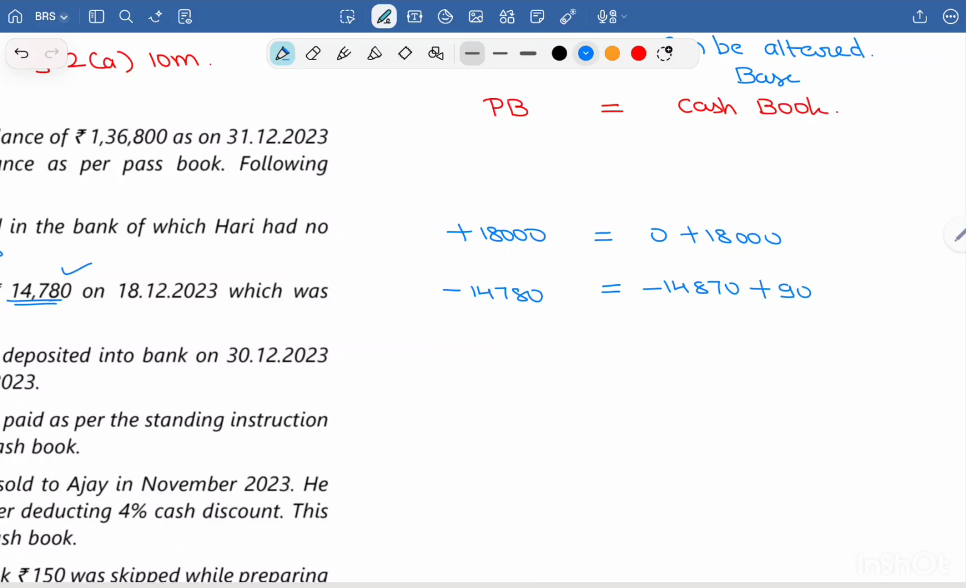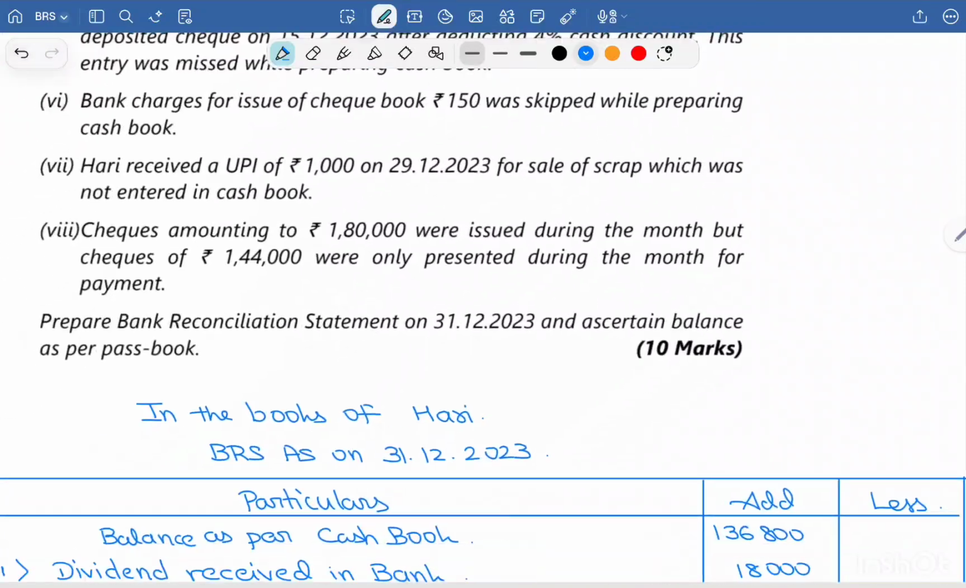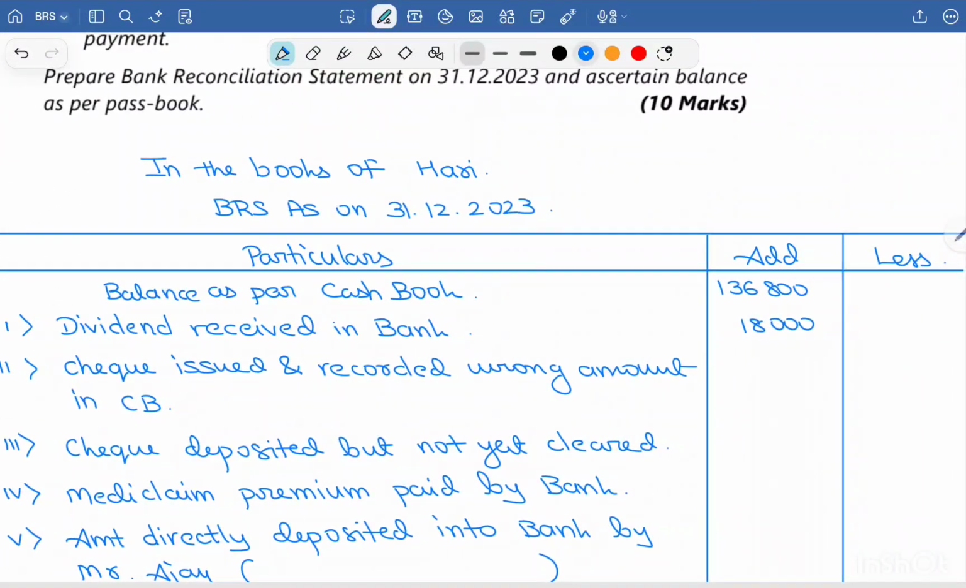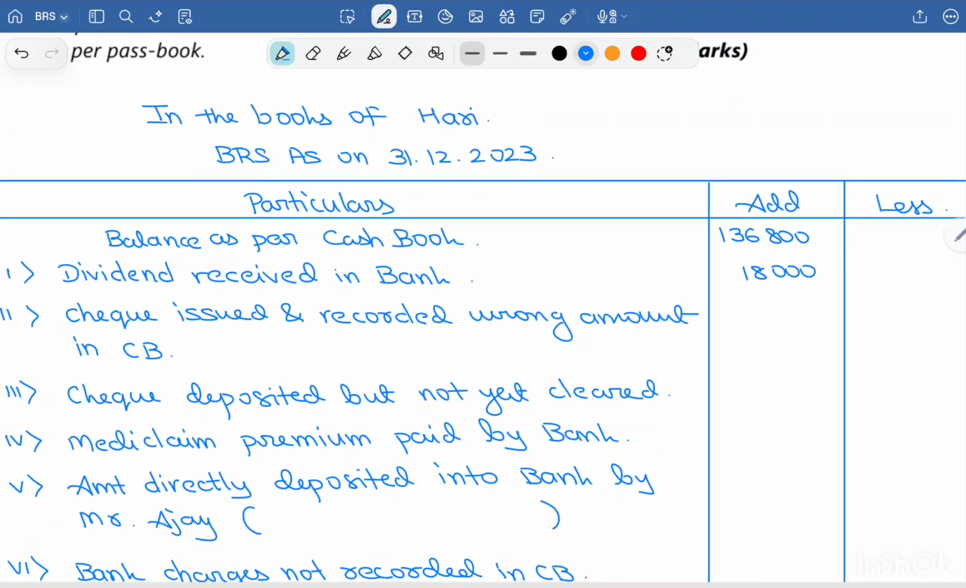Now if you see, minus 14,870 plus 90, it will be minus 14,780. My cash book will be equal to passbook. So plus 90 is the adjustment which we have to do. Adjustment number 2, check issued recorded wrong amount. Here we have to show the calculation. 14,870 minus 14,780. 90 rupees in the add column.